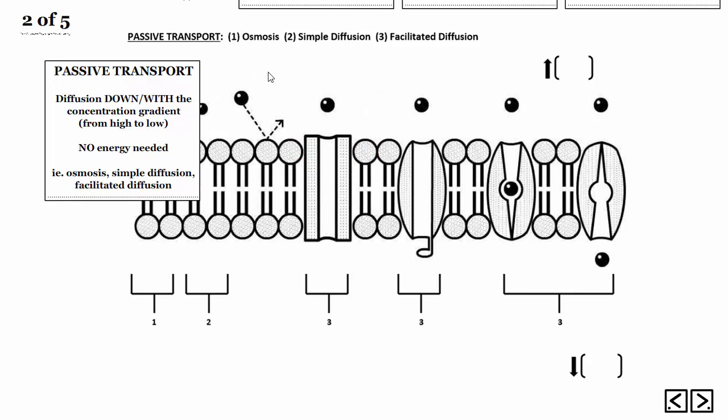No energy is needed for this process, so we'll talk more about that when we actually do need energy in the form of ATP. And this is for molecules involved with osmosis, simple diffusion, or facilitated diffusion. So these are the three processes here that are passive transport processes. So if you need to pause the video to write that down, go ahead and do that.